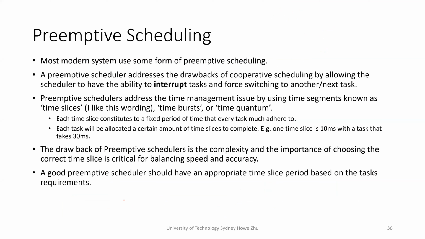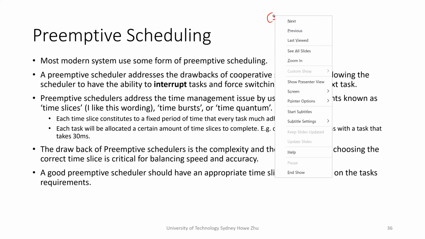So this leads to another design called preemptive scheduling. A lot of systems use what we call a preemptive scheduler. What preemptive scheduling means is that it has the ability to signal or change the flow of programming. So cooperative is a single flow.